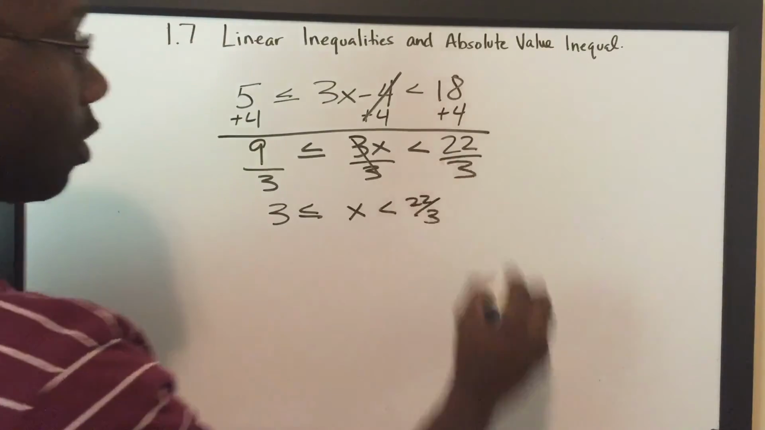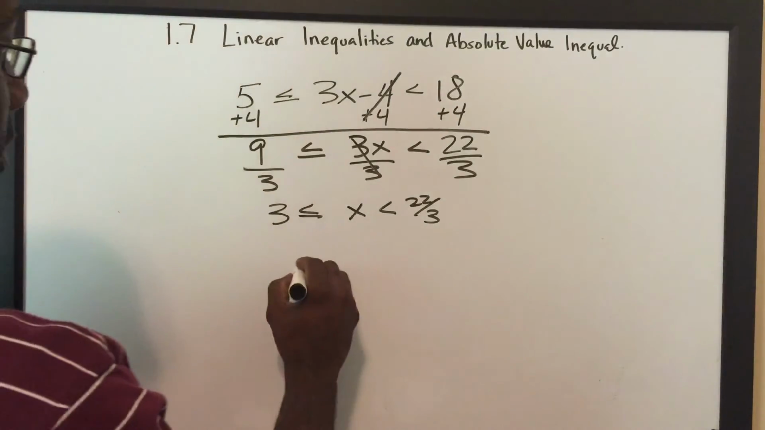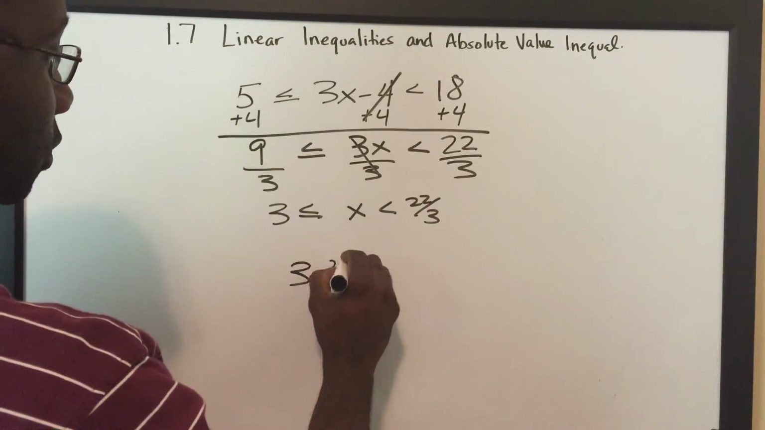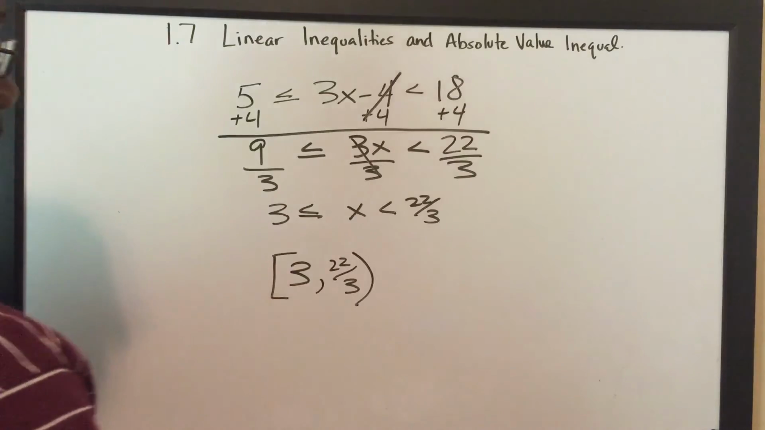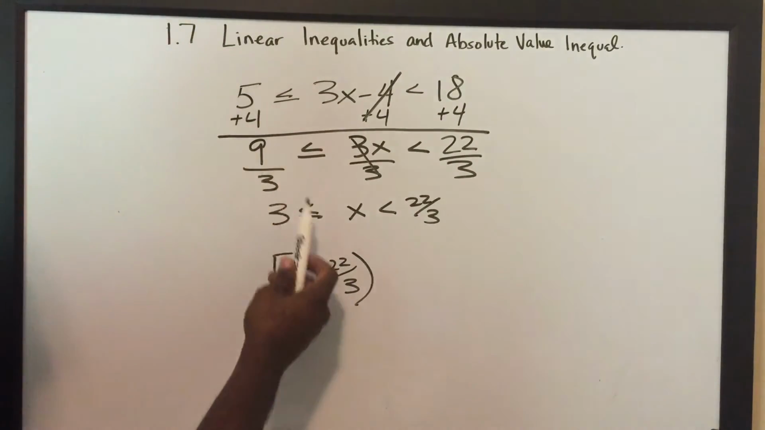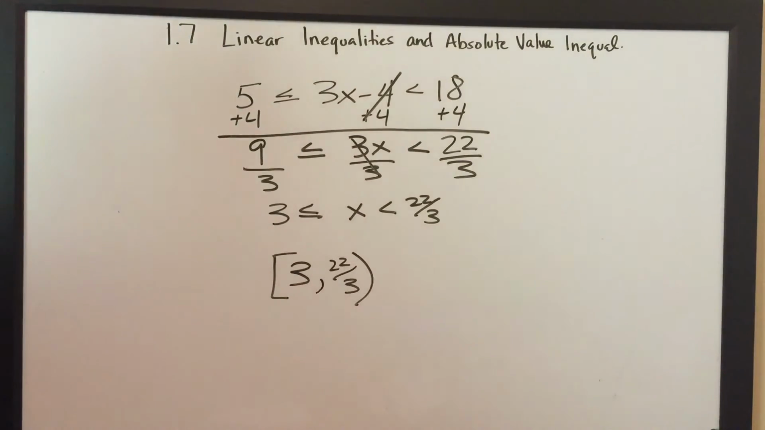22 over 3. So if we had to put this in set notation, it would be 3, comma, 22 over 3. Bracket there, that's less than or equal to. You remember, if it's less than or equal to or greater than or equal to, it's the bracket. If it's just less than or greater than, we just use the parentheses there. Then let's graph this thing here.